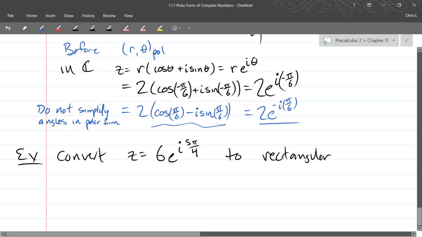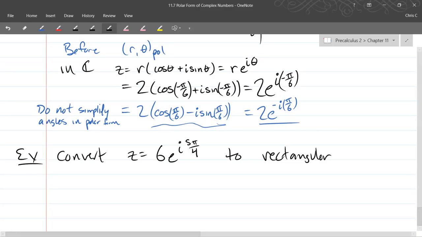So we're going to convert this to rectangular. This form right here, Euler's form, is not good for converting. The standard form is good for converting. So we're going to go to standard form first.